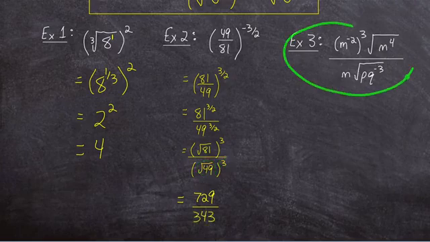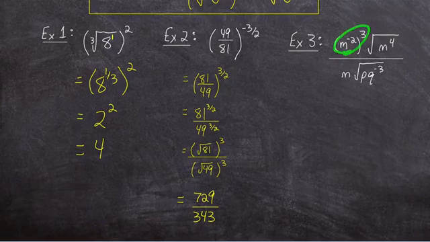And then lastly, with example 3, I want to simplify that expression. I have a power here, so I'll keep the base of m and then multiply the exponents, making it m to the power of negative 6. And beside it, I have the square root of m to the 4.